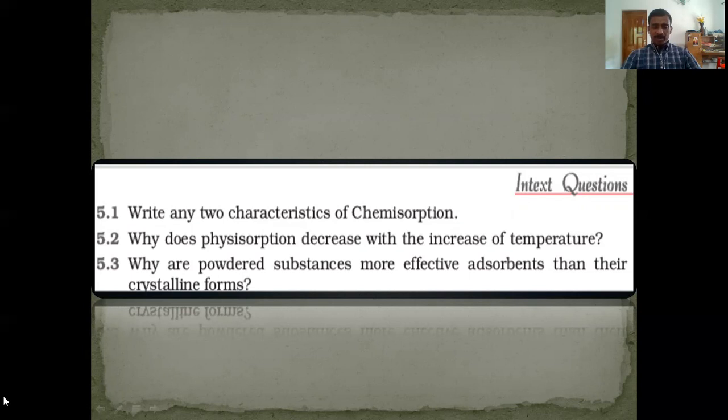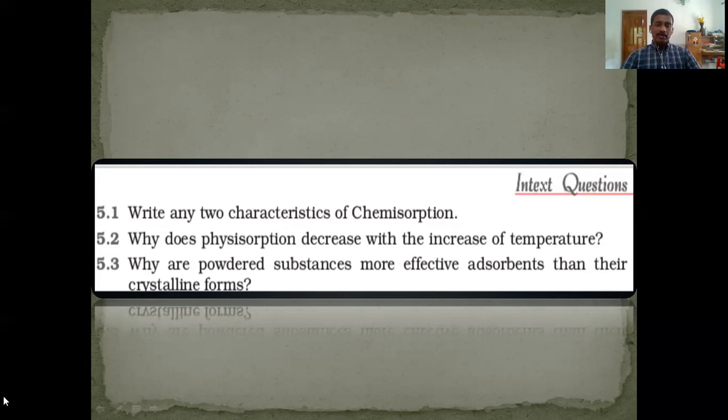Why does adsorption decrease with increase of temperature? We know with increase in temperature desorption starts, and for desorption no activation energy is required. So if you increase the temperature, the weak van der Waals forces of attraction will be overcome by the adsorbates, and that will be desorbed.